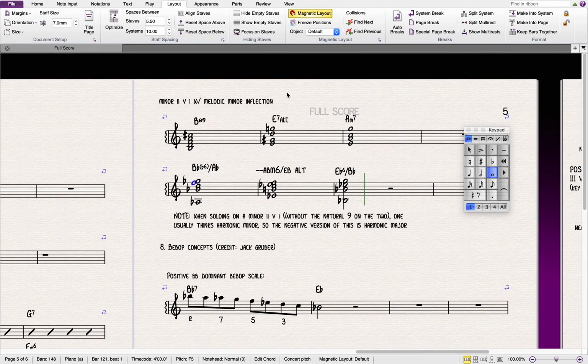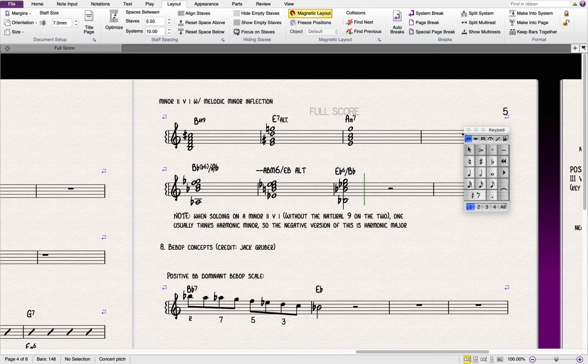Okay, and the last thing I wanted to look at was a minor 2-5 or a negative minor 2-5 with a melodic minor inflection, right? So here's a minor 2-5 going to A minor, right? We're in the key of C. Our axis, keep in mind, is C to G. So it's common to add a melodic minor inflection on the 2. We would add a natural 9 and then an altered on the 5.